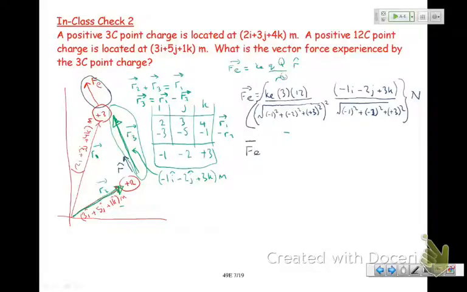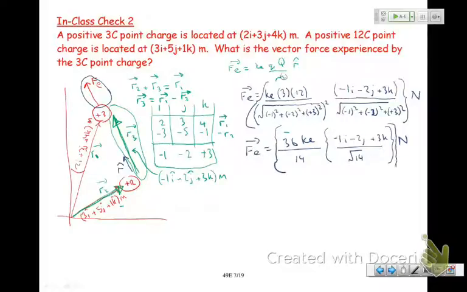If this drives you crazy, then by all means go 36 KE over, that's going to be 1 plus 4 plus 9, which is going to be 14. And it's going to be the square root of 14 squared, so that's going to be 14. And then you can go minus 1i minus 2j plus 3k over the square root of 14. And that's newtons.